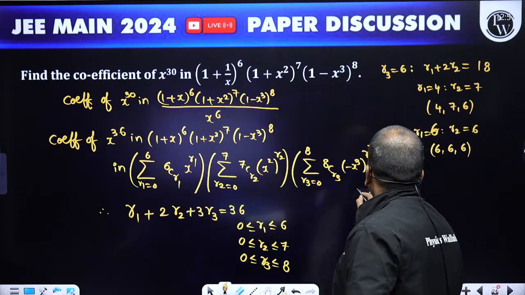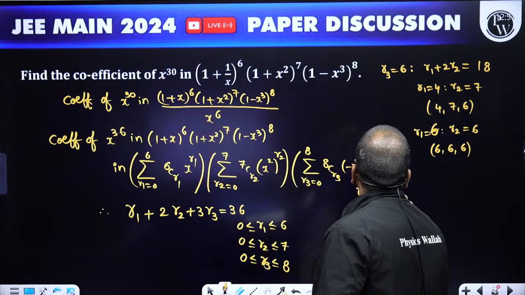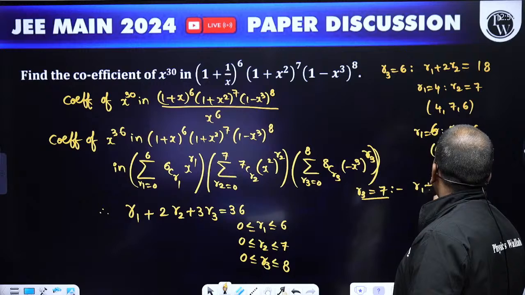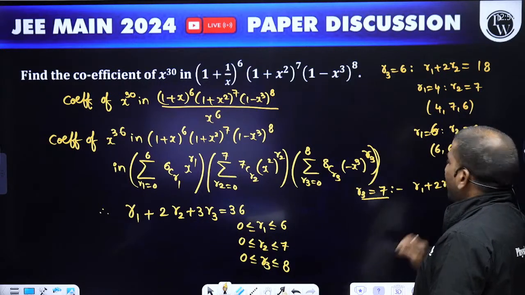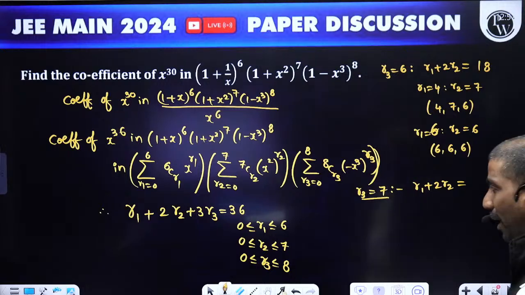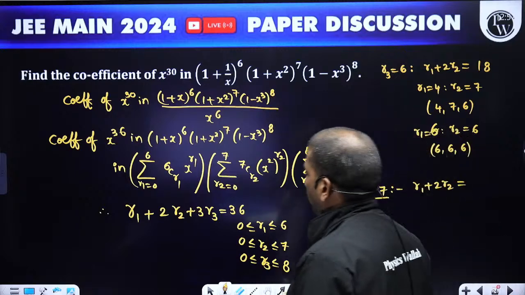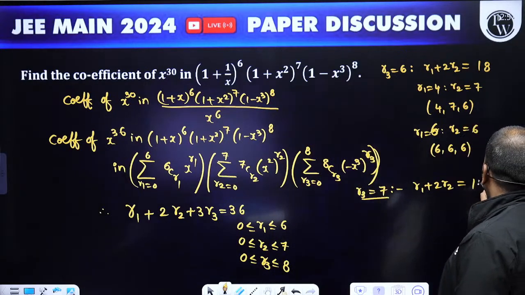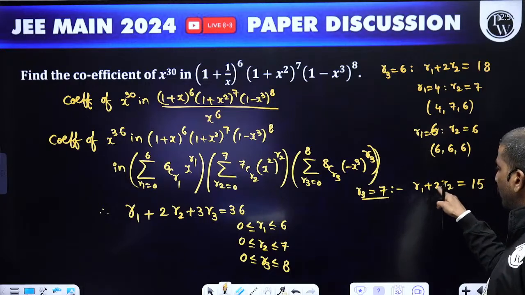Now the second case. R3 is equal to 7. When R3 is equal to 7, you observe R1 plus 2 R2 is equal to 21. Lengthy question. Let us enjoy this calculation part. If you subtract 21, 36 minus 21, 15, right? It is an odd integer, this is even, it should be odd.